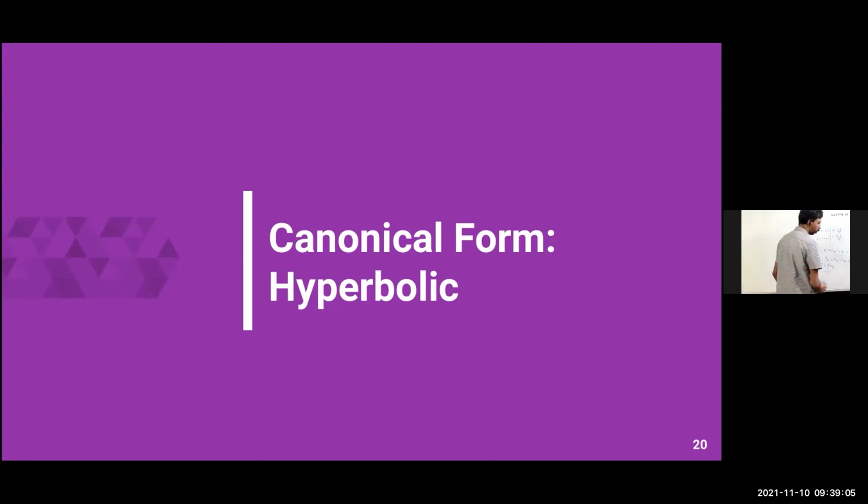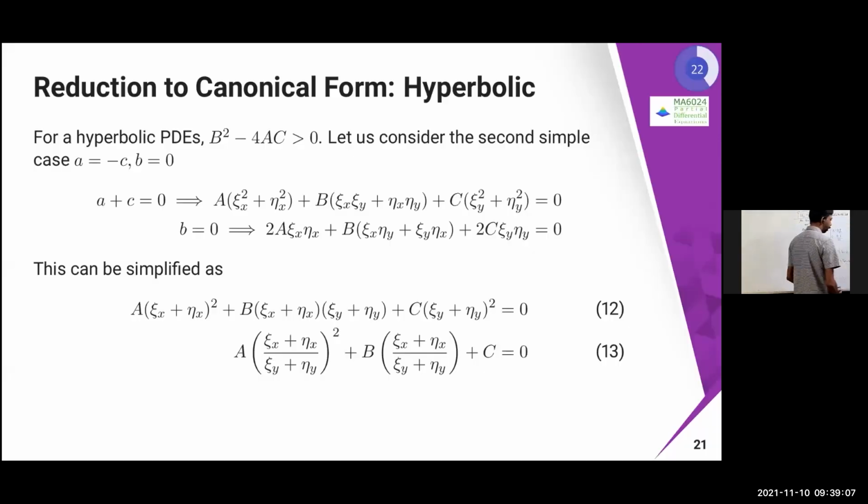Okay. We have discussed one case, a equal to c equal to 0. Now another case is there. The next case we'll discuss is a equal to minus c and b equal to 0. So this case we'll discuss: a equal to minus c and b equal to 0. Let us discuss this case.